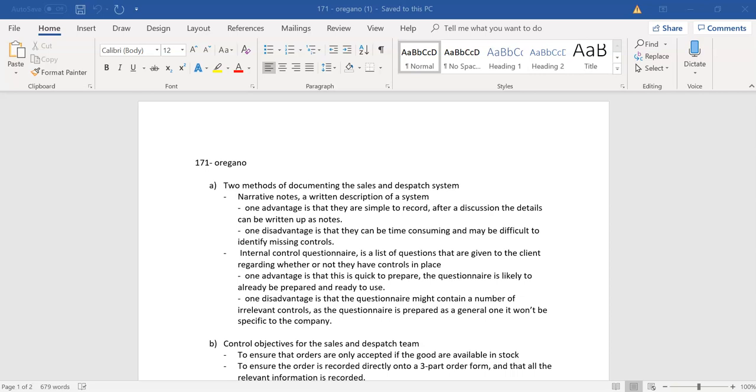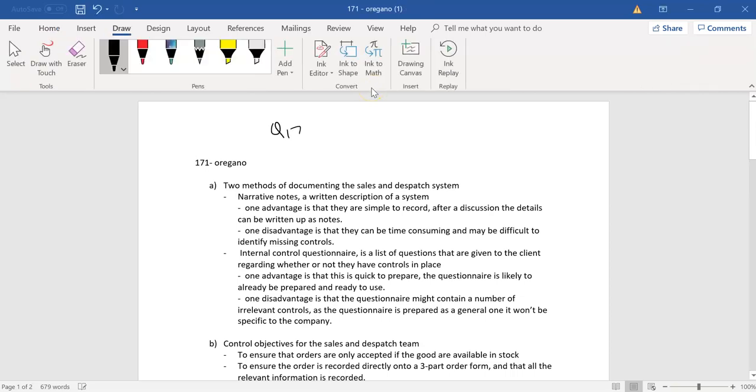Cool, great. Oregano, question 171. Question 171 starts off asking about this business of narrative notes. And so really, you have narrative notes, ways of recording control systems: narrative notes, flowcharts, and questionnaires, internal control questionnaires.